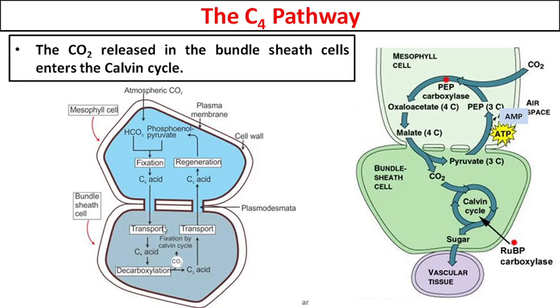So there is transport. Then C4 acid will be decarboxylated. Decarboxylated meaning the carbon dioxide will be removed. So here you can see the carbon dioxide being released, and C4 acid gets converted into C3 acid, which is nothing but pyruvate. This C3 acid is transported back into the mesophyll cell, fine, and after that it gets converted into phosphoenol pyruvate, and this process is called regeneration. So fixation, transport, decarboxylation, again transport, and regeneration. Clear?